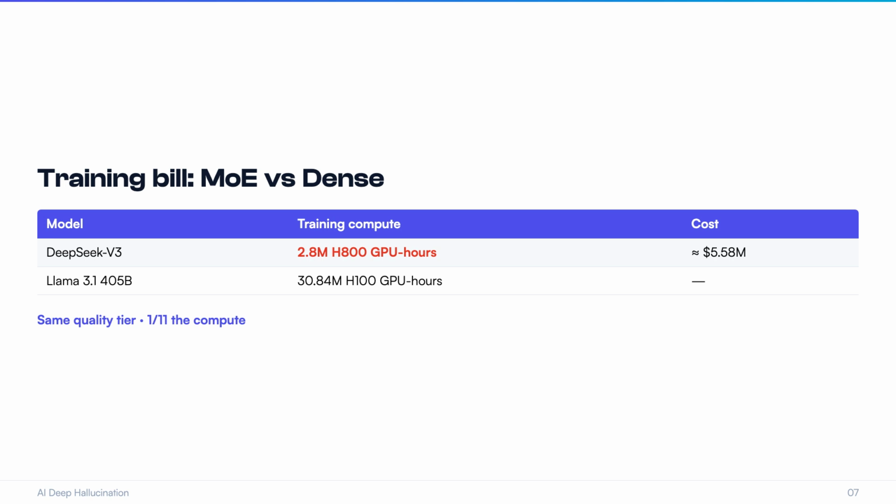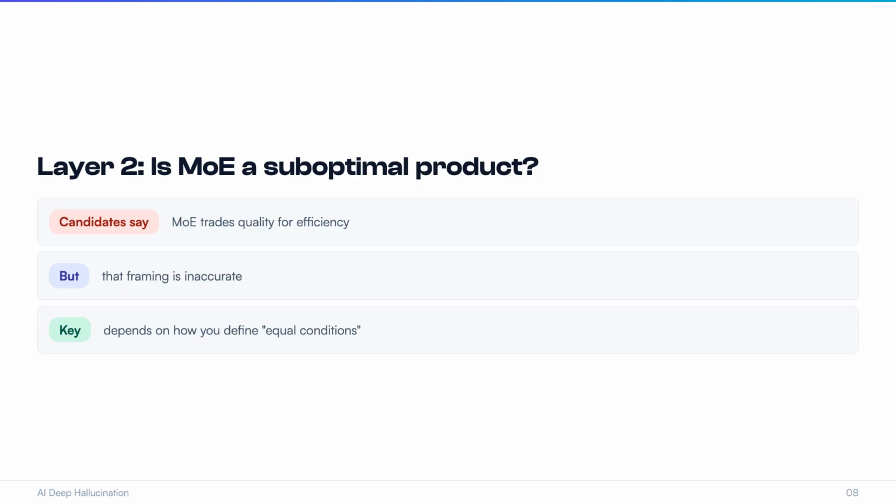No wonder Meta switched Llama 4 to MoE. From v3's release to Llama 4 going full MoE, only 4 months. That's the actual industry pivot speed. But hold on, Layer 2 is here. Is MoE just a suboptimal product after a trade-off?